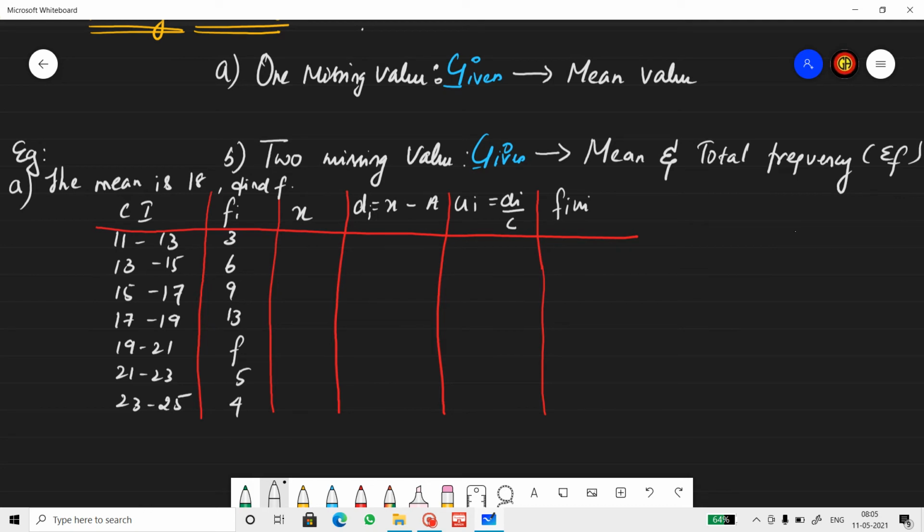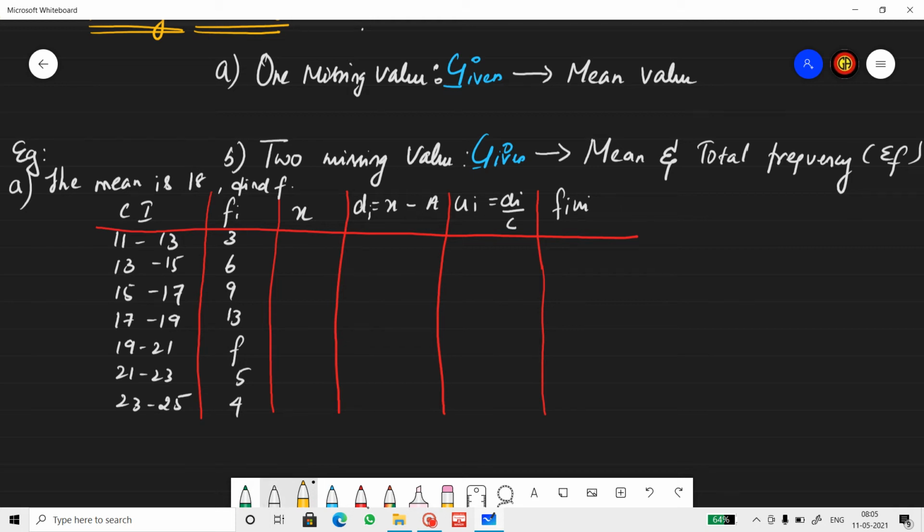First one, mean is 18. As I said, this is one missing info because F is missing here. As you can see, F is missing here. F is the missing information. So one missing value, mean value is 18 given in the question. Now let's find X. And what is X? X will be the mid values of class intervals.